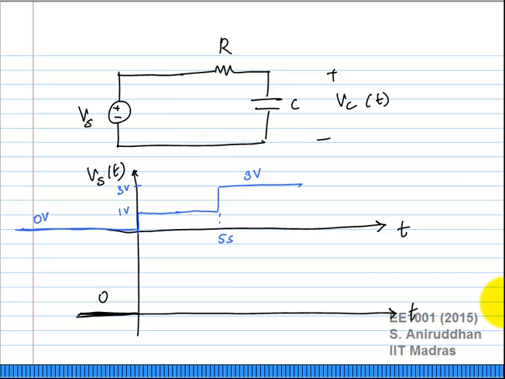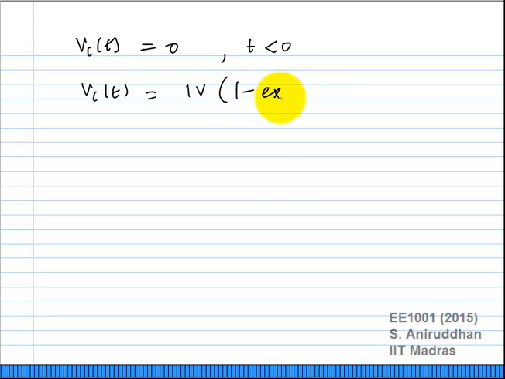So what will be the equation describing VC of T? VC of T equal to 0 for T less than 0. VC of T equal to something. I want to find out what VC of T is between 0 and 5 seconds. What is that? Yes, it is nothing but 1 volt into 1 minus exponential minus T by RC for 0 less than T less than 5.